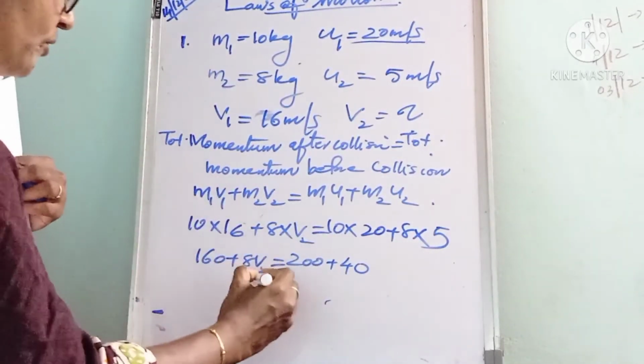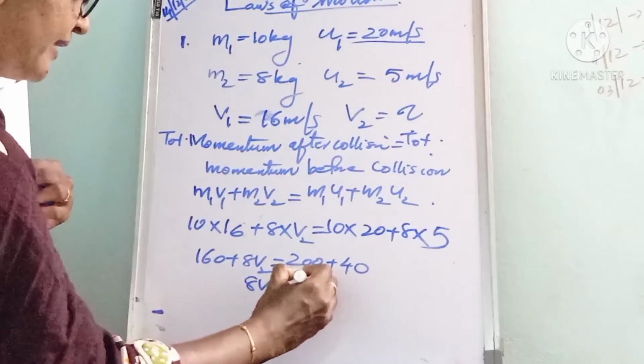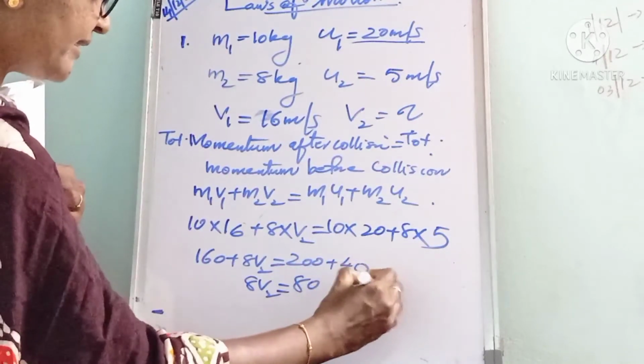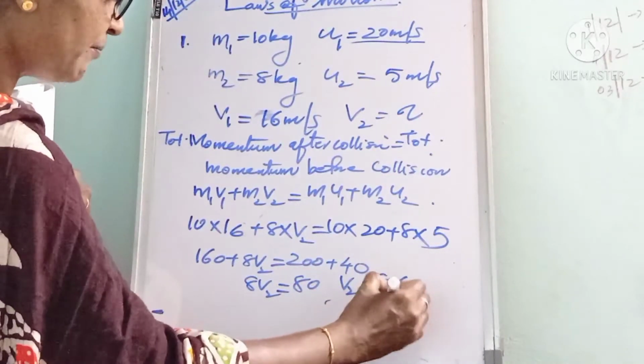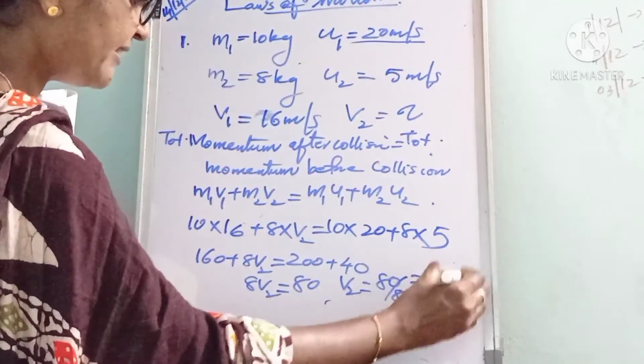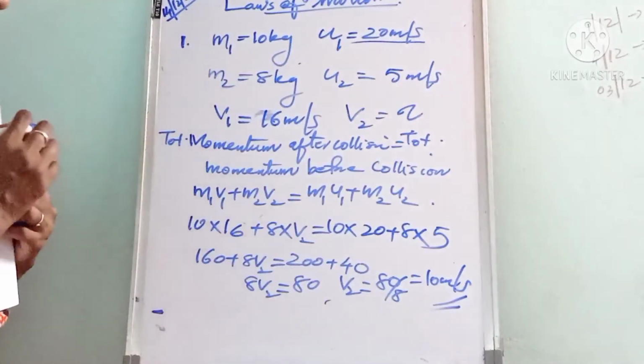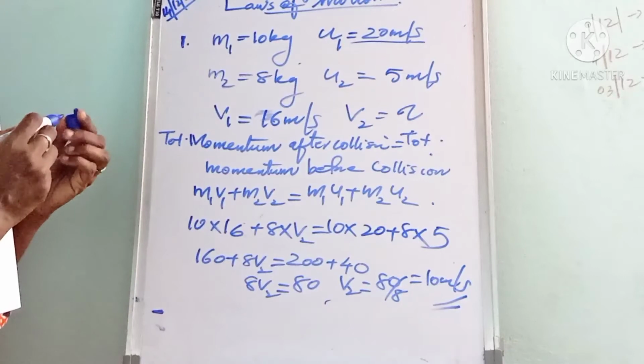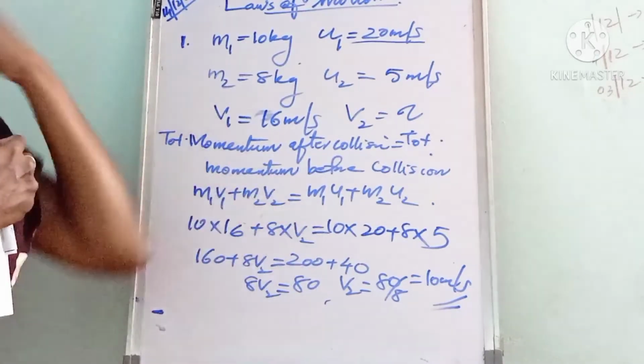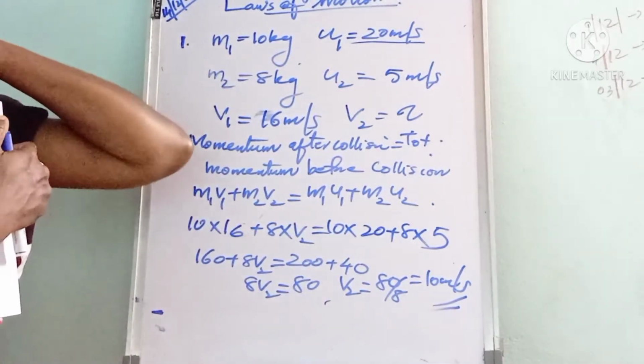Listen to it. So 8 v2 is actually 80, then v2 is equal to 80 divided by 8, actually it is 10 meter per second. Okay, and this is the velocity of the second body after collision. Actually it is 10 meter per second.